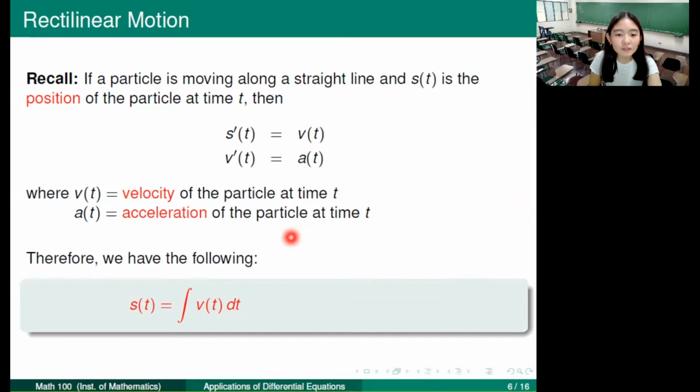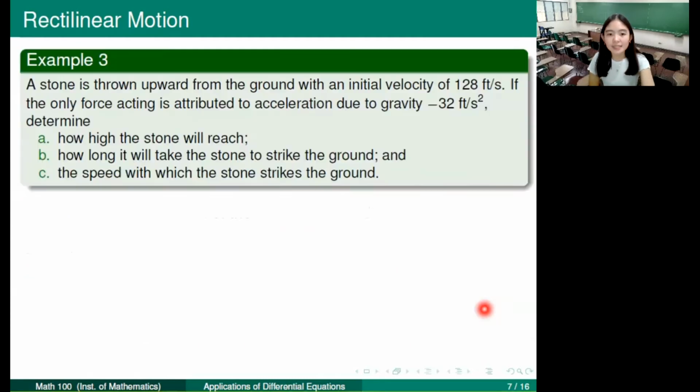If the first derivative of s is equal to v, then the integral of v of t dt is s of t. And at the same time, for our second equation, the equivalent integral is that the integral of a of t dt is precisely our v of t. So we really just reversed our processes. Okay, let's apply these formulas in examples.